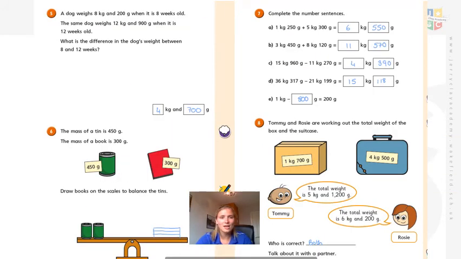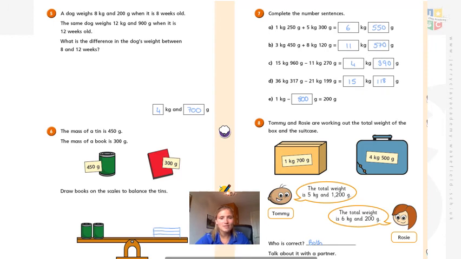For part five, a dog weighs 8 kilograms and 200 grams when it is 8 weeks old. The same dog weighs 12 kilograms and 900 grams when it is 12 weeks old. What is the difference between the dog's weight from 8 to 12 weeks? Now remember, when we're doing difference, we want to use the takeaway. So you should have used 12 kilograms, 900 grams, takeaway, 8 kilograms, 200 grams, which should have got you the answer, 4 kilograms, 700 grams.